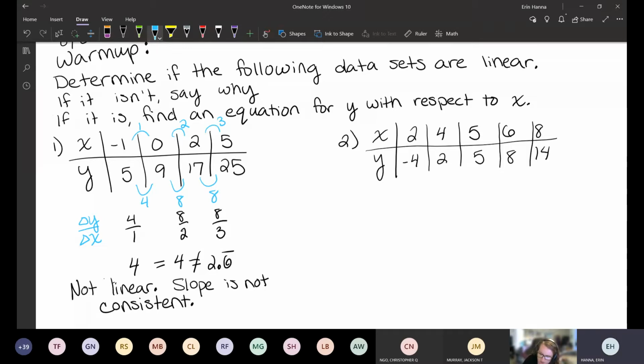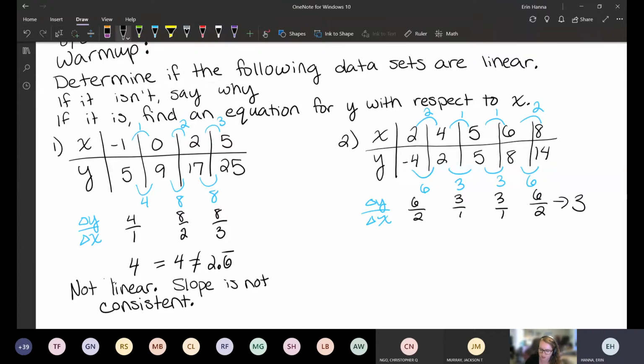For the second one, our x's change by 2, by 1, by 1, and by 2. And then our y's change by 6, and then 3, and then 3, and then 6. If we check our slopes, our change in y over change in x, the first set gives us 6 over 2. The second one gives us 3 over 1, 3 over 1, and 6 over 2. Well, those all reduce to 3, so we do have a linear function here.